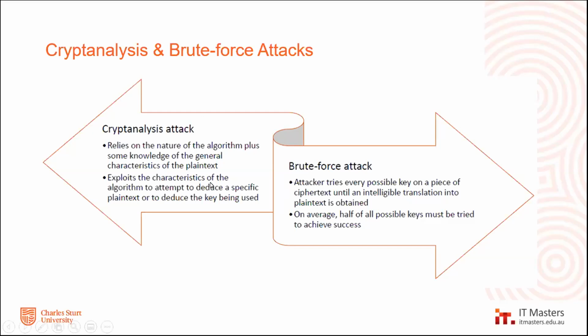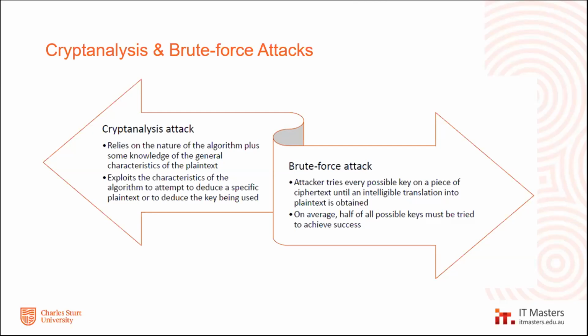It also exploits the characteristics of the algorithm in attempting to deduce a specific plain text or to deduce the key being used. So we understand that we're using a block cipher or a symmetric cipher, so a symmetric block cipher or a symmetric stream cipher, and we have that understanding. If we have both of those pieces of knowledge, then we're in a really good place to try and crack the encryption that we're looking at.